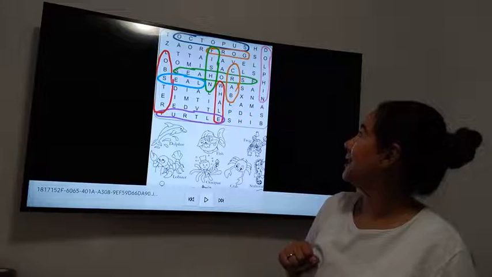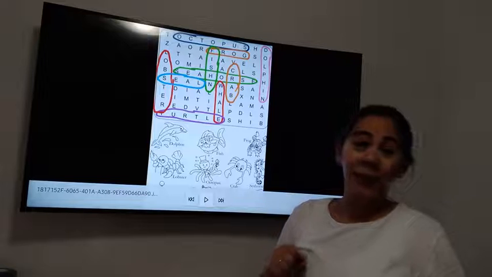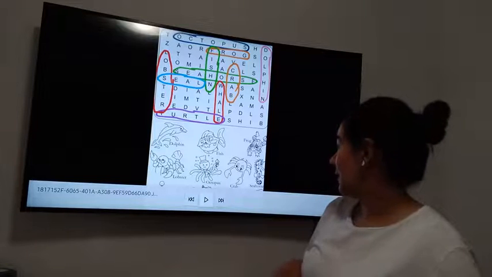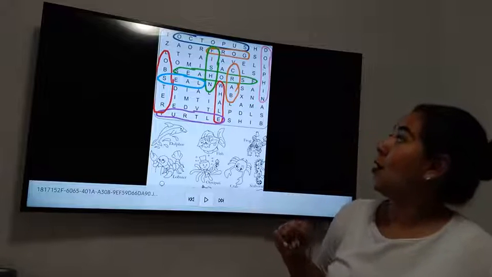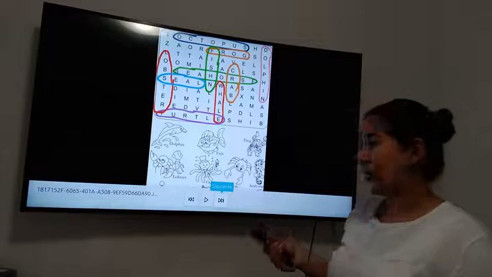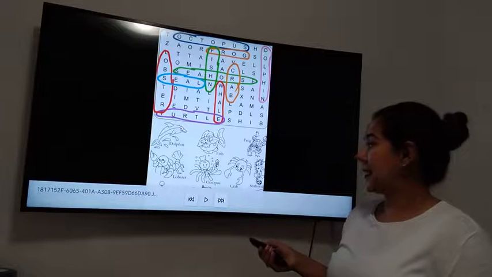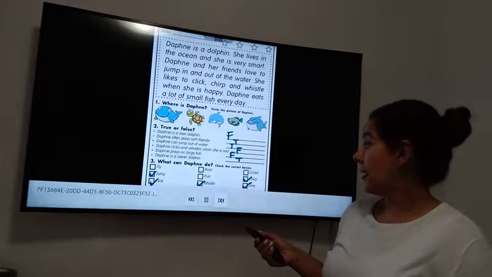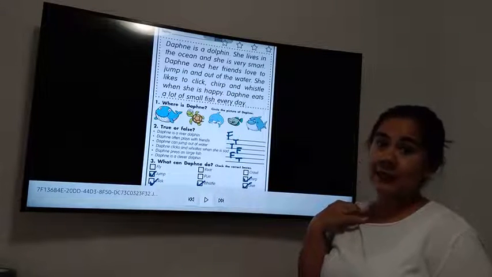I forgot to circle the shark, but I want to see if you find it, okay? So as you can see, there were 10 animals that you need to find. I hope you have found them. This one was our first activity. And as I told you, it was just to improve your vocabulary, to keep practicing the names of the sea animals. That is the topic we have for this month, for March. We're going to work with the sea animals.